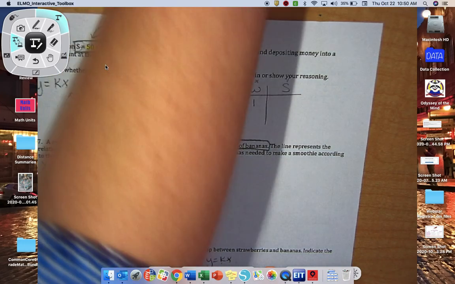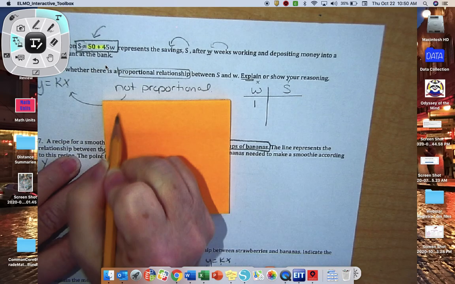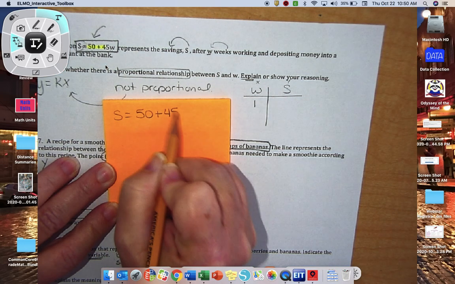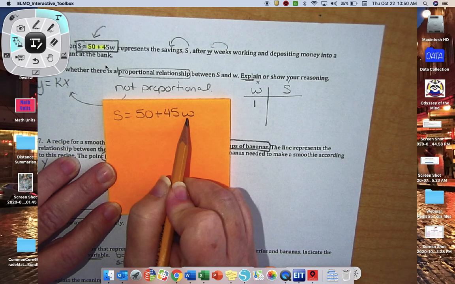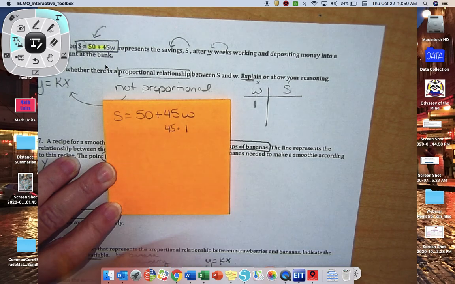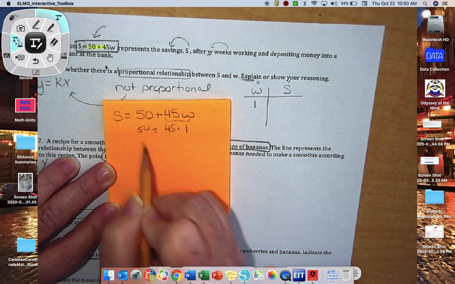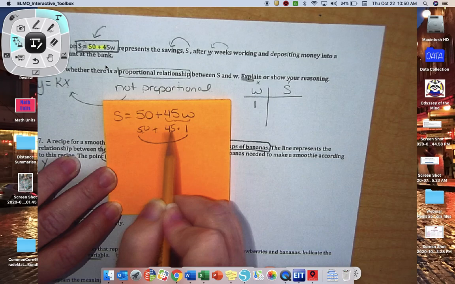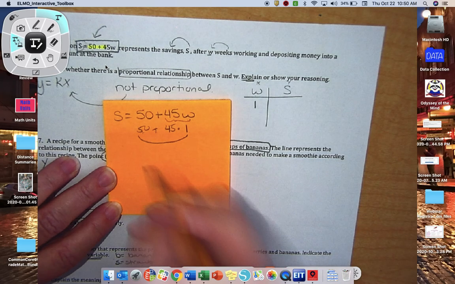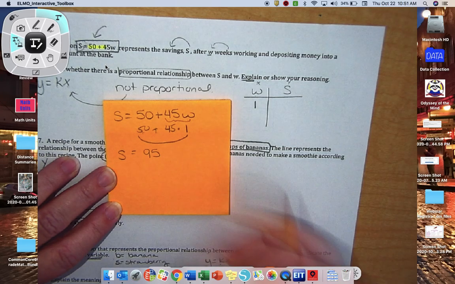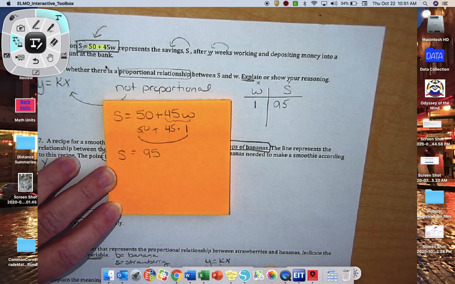So on this guy here, I'm going to start with my equation. If I replace W with the number 1 right here, that's through multiplication. All I did is replace that there. Now I'm going to add this together. So ultimately you're doing 50 plus 45, because 45 times 1 is 45. That means your savings after 1 week will be $95. Now you've got to do it one more time to test it out.